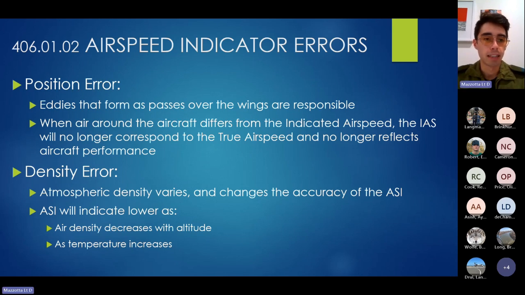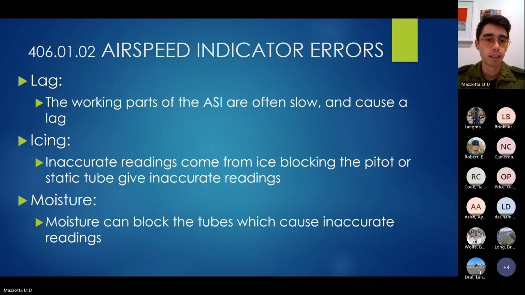And for density error, the atmospheric density varies and changes the accuracy of the airspeed indicator as well, especially as you increase your altitude, as air density decreases with altitude, but also as temperature increases. So let's say you go to a higher altitude, there's going to be fewer air particles, so there's going to be lower pressure. So it's going to read a little slower than what you're actually flying on the ASI. My apologies. Some other errors: lag, pretty straightforward. It's slow, right? It's just that the working parts of the airspeed indicator can't keep up.